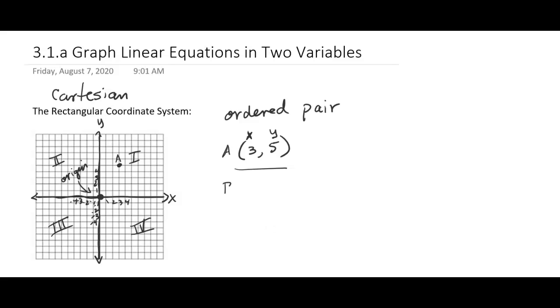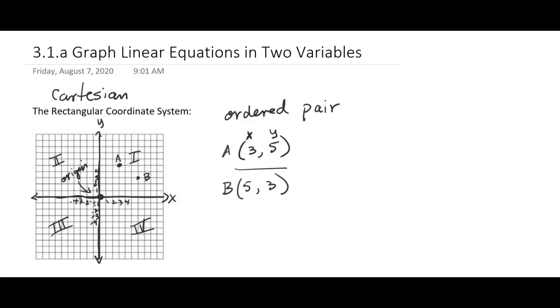Now, if I had the point B, and the point B was (5, 3), you would go 5 to the right and up 3. And so that would be point B right there. Both of them are in quadrant 1. So that's how we graph ordered pairs. So you can see they're called ordered pairs because it makes a difference which order you write them in. (3, 5) is not the same point as (5, 3). And remember, you're counting on the lines on the grid, okay?